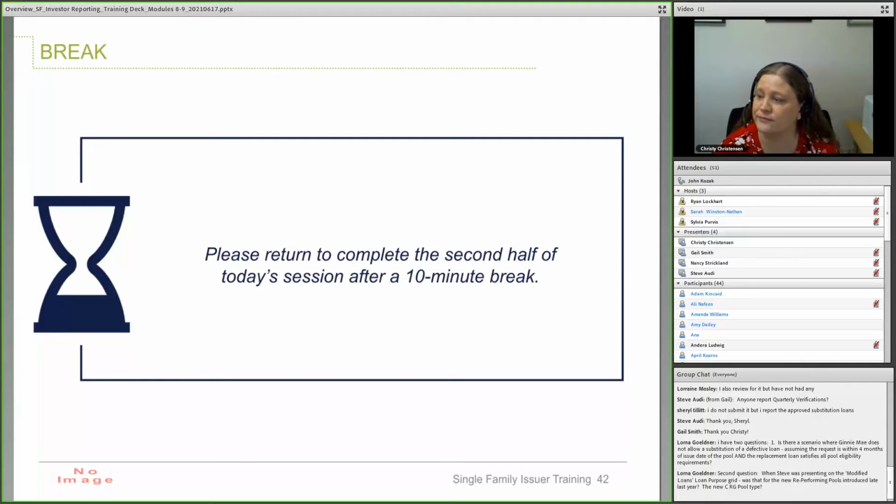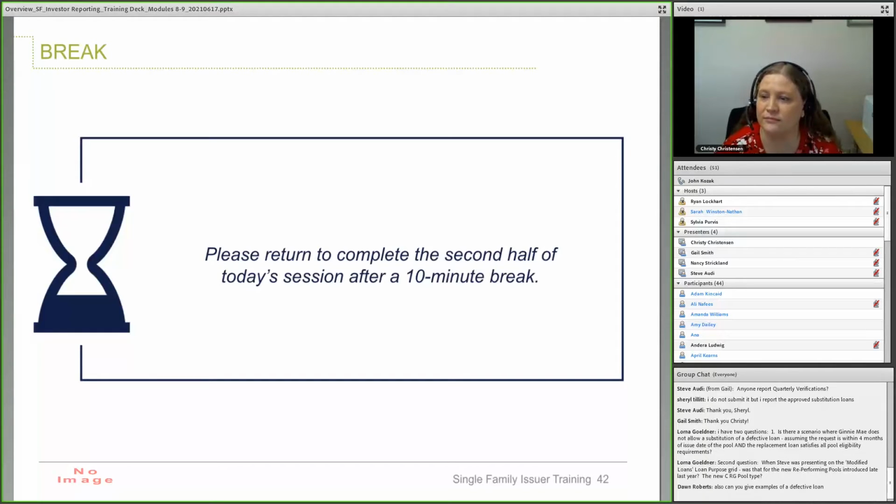Sure. I don't think we would, assuming the loan that you're requesting to substitute for meets all the pooling parameters, and it's within that, I think, 4-month window time frame. I'm not sure why we would reject it. If you have a special situation, why don't you maybe email me after the training, and we can discuss the particulars if you have a specific situation. Okay. Wonderful. Thank you, John.